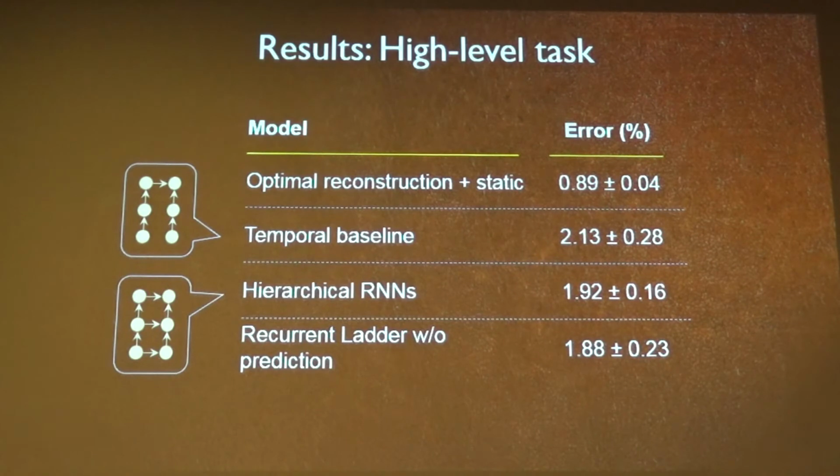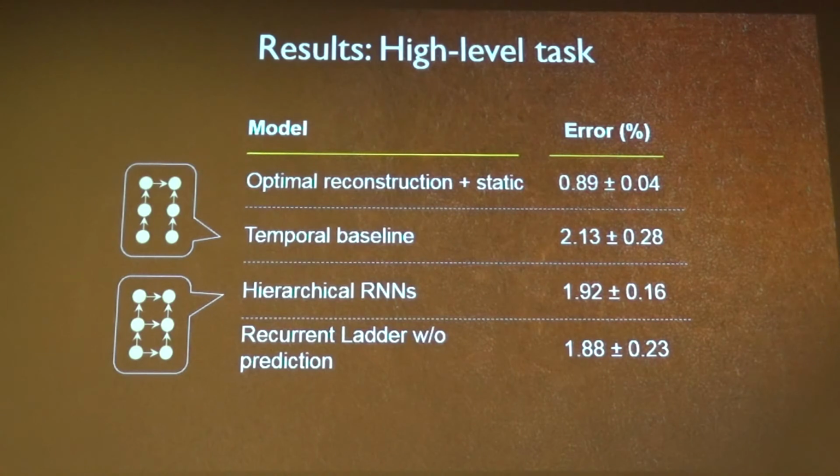When we tested this, we wanted to see if it actually works as predicted. The bottom line here: you get less than 1% error, approximately 0.9, if we cheat and do the optimal reconstruction. So we take the golden standard, we put in knowledge about the velocity, and we just reconstruct the pixels, and then we see how a static network could work from there. If we just take a temporal baseline, a convolutional network with some LSTMs on top, you don't get nearly as good performance.